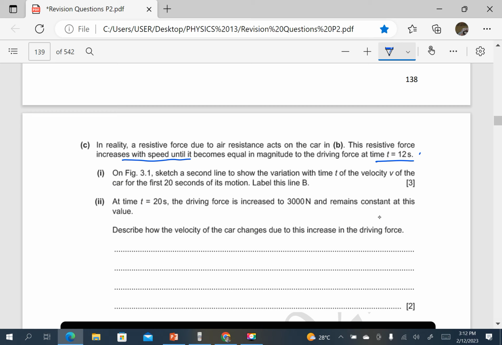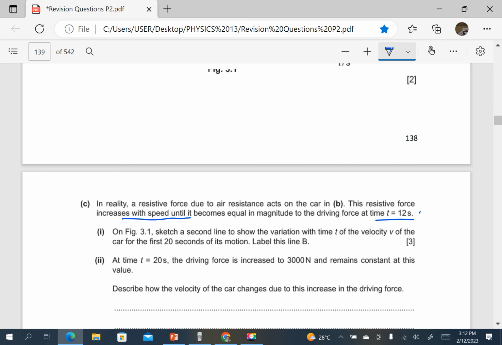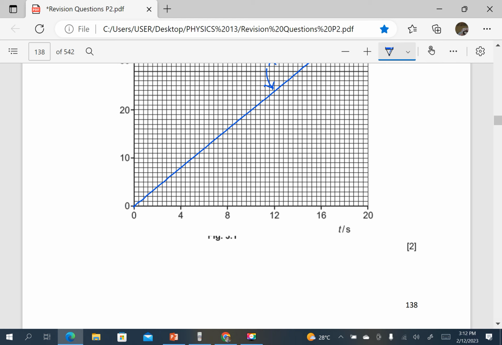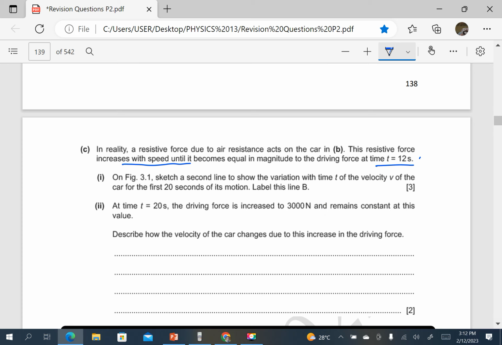On the figure, sketch a second line to show the variation with the time t of the velocity v of the car for the first 20 seconds of its motion. Label this line B. Since there is air resistance, the new graph is always going to be below the first graph, but it becomes horizontal at 12 seconds, because this is when the resistive force equals the driving force.